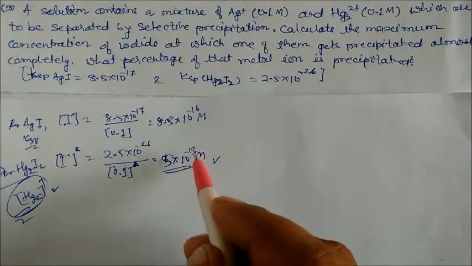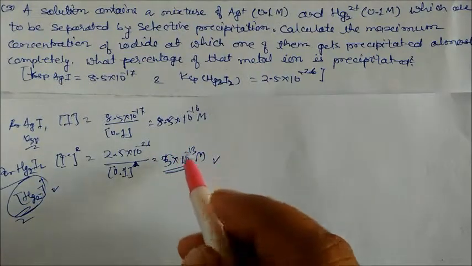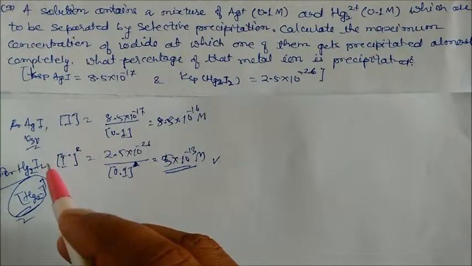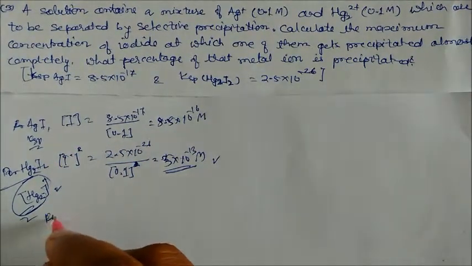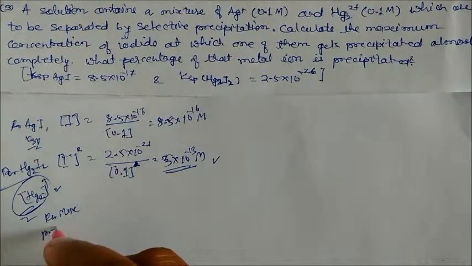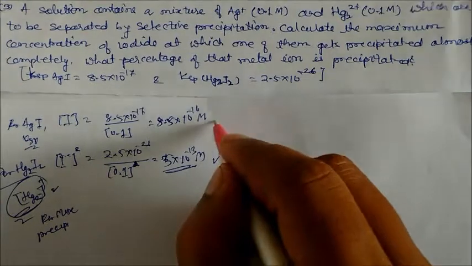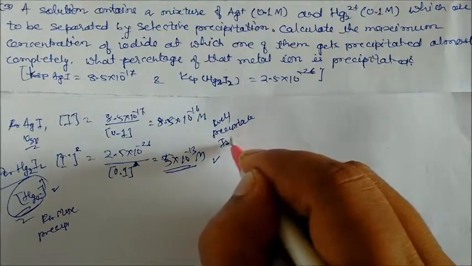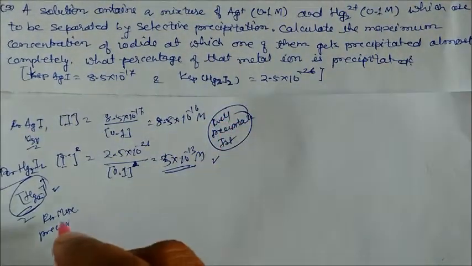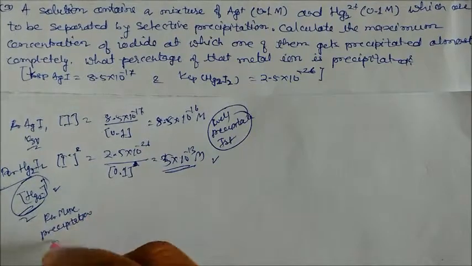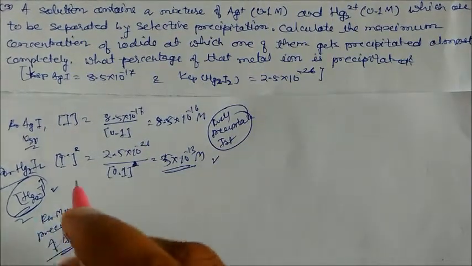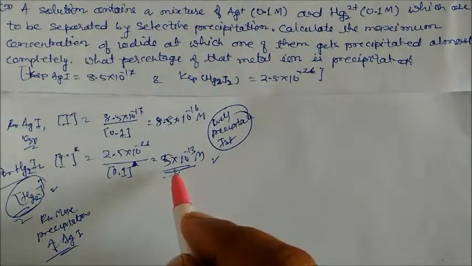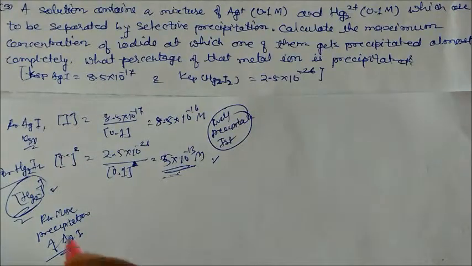If you take this much iodide concentration, we will get the maximum precipitation of silver iodide. So again, for maximum precipitation, this will precipitate first, definitely the lower value. So for maximum precipitation of silver iodide, what do we have to do? We have to take the value of this much concentration.